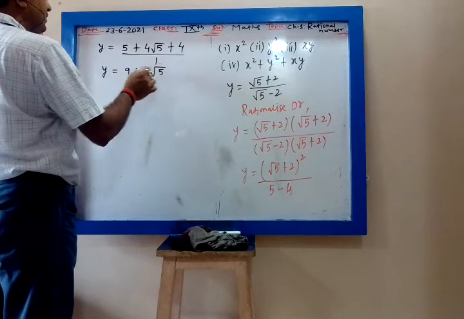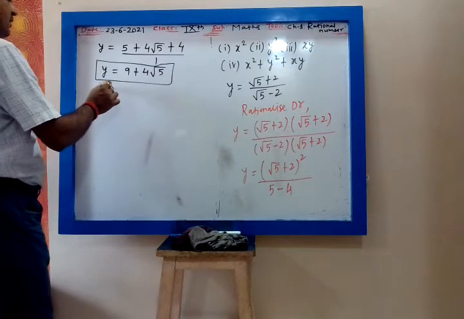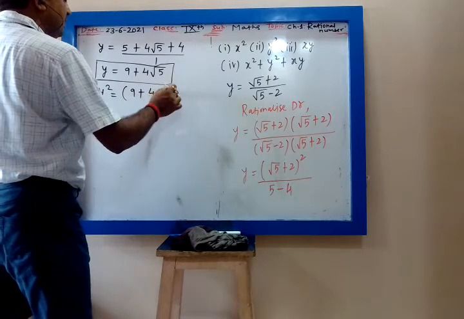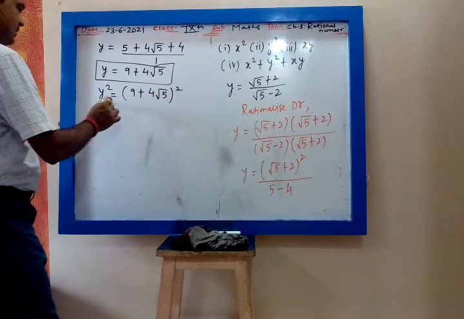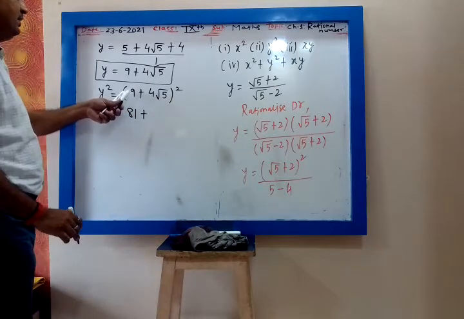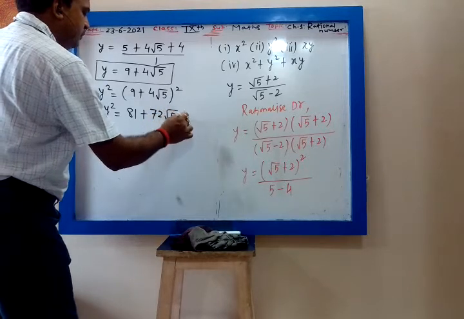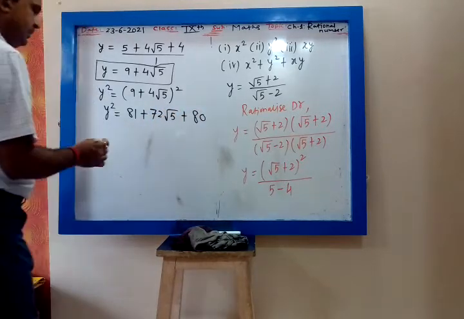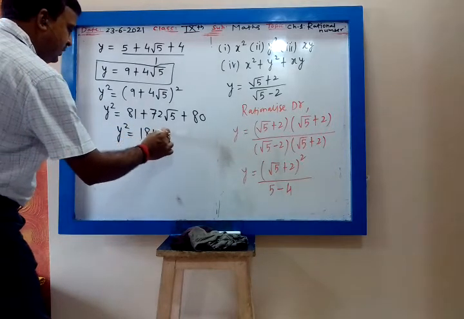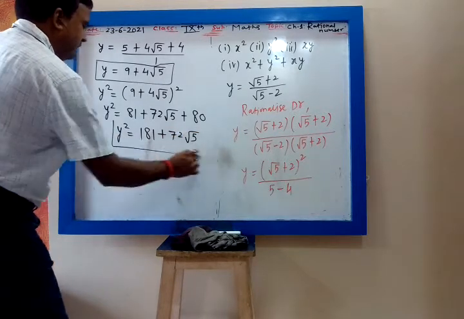Now you find y square. Y square will be (9 plus 4 root 5) whole square. So y square will be 9 square is 81, plus 2 into 9 is 18, 18 fours are 72, 72 root 5, plus 4 root 5 square is 18. So y square is 181 plus 72 root 5. This is my y square.